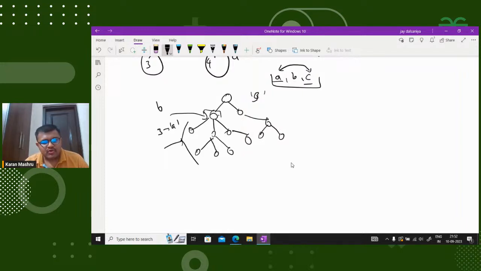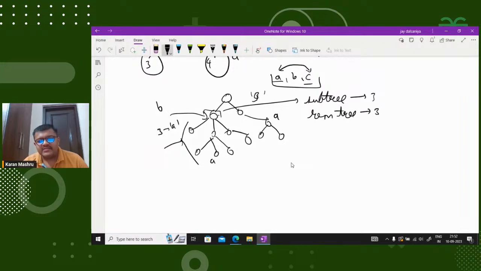Then any of these A nodes can be connected with any of the nodes here. Suppose this is A and this is also A, so this node will definitely come on the path from this A to this A. So if this node is the center node, and in its subtree I have 3 A's, and in the remaining tree I have 3 A's, then considering first and last character as A, how many palindromes can I get? 3 into 3, that is 9. So that's the first thing.